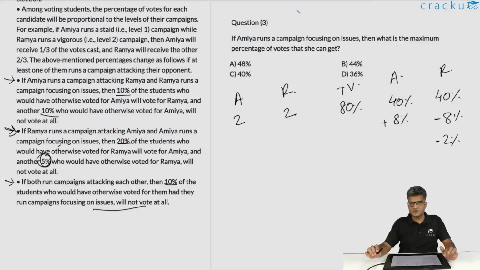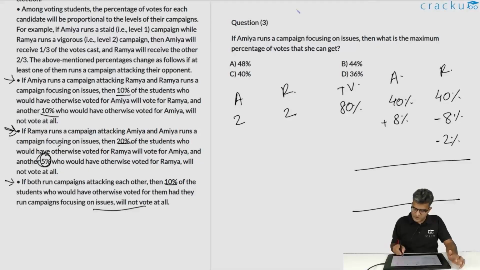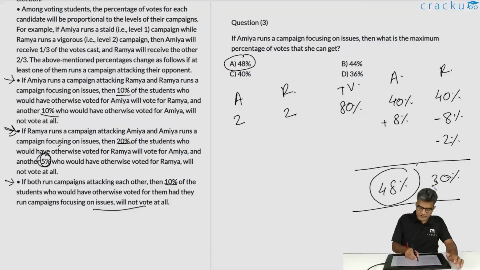5% of 40% is 2%. So final voting percentage will be 48% for Amiya and 30% for Ramya. So the maximum voting percentage for Amiya will be 48%, which is option A. Let us look at the next question.